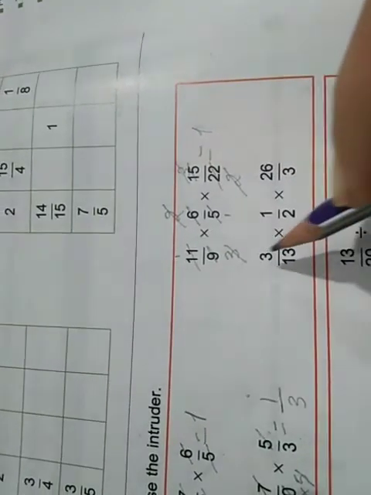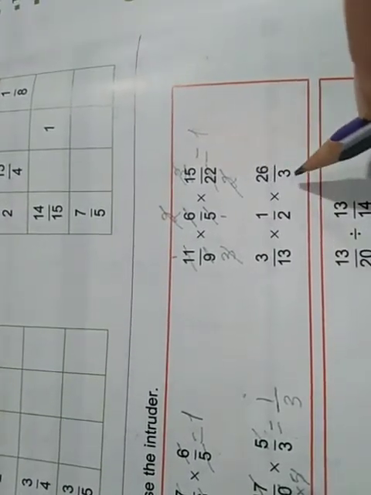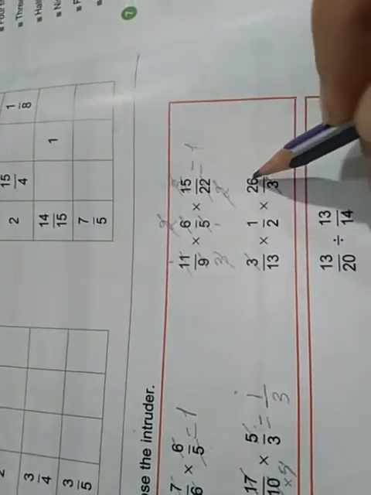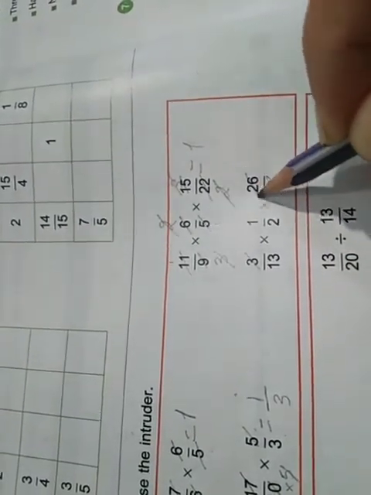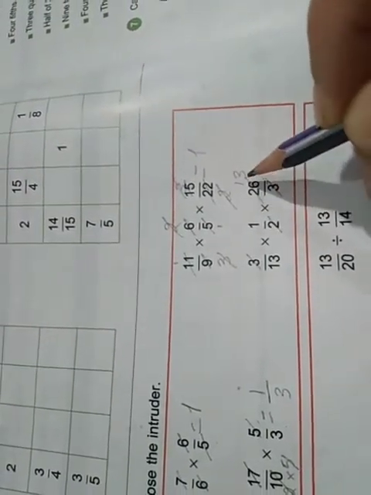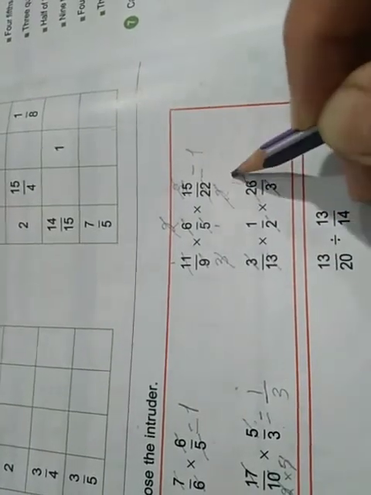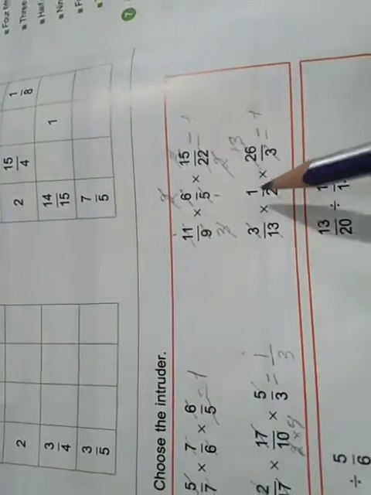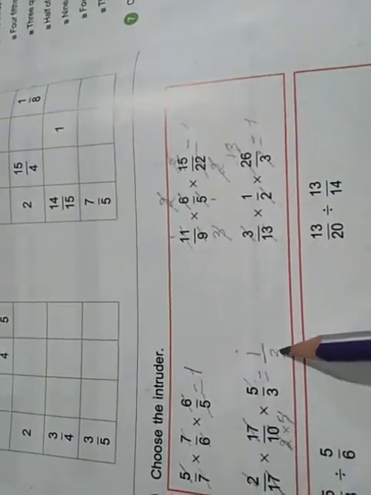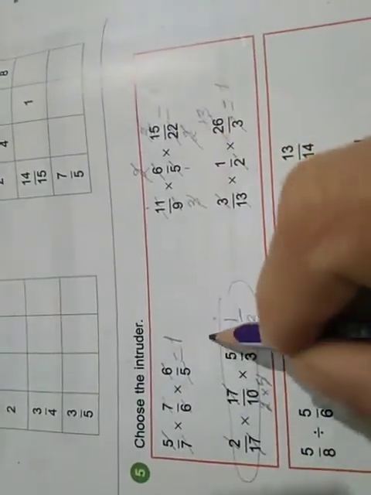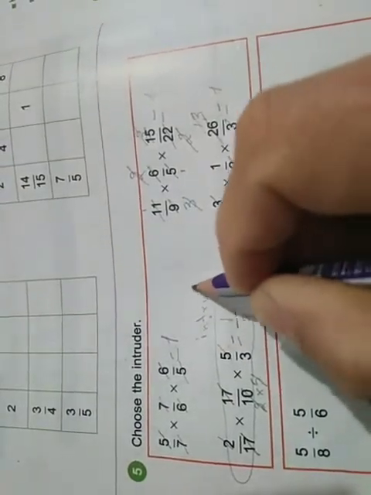The last one, 3 over 13 times 1 over 2 times 26 over 3. We can simplify here by 3. Here we have 26. It's divisible by 2. So let's divide 26 by 2, which is 13. And here we have 13 over 13, which is 1. Since these three have 1 as the answer, and this one is 1/3, so this expression is the intruder. Okay, next one.